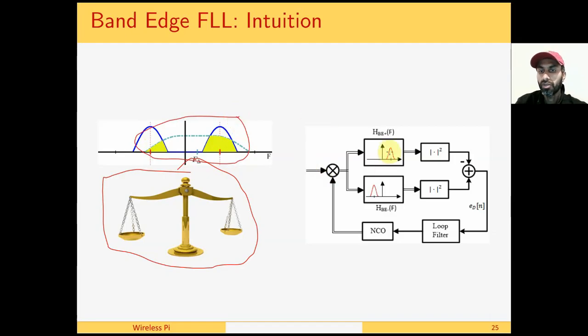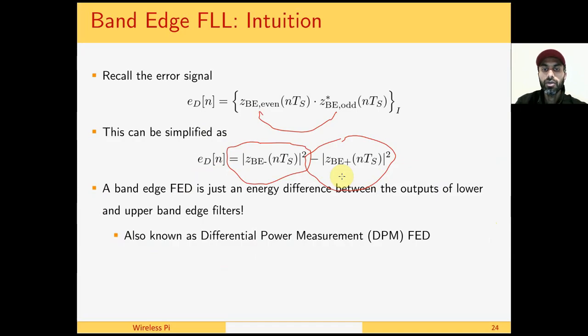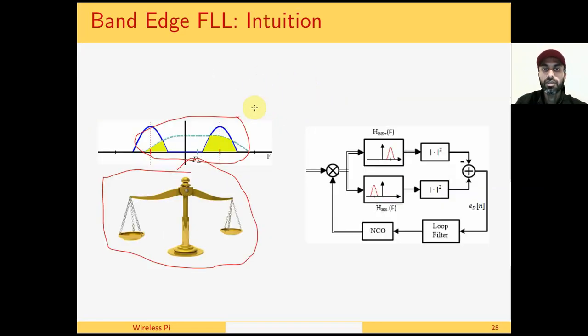This is a block diagram where we can see the upper band edge filter and lower band edge filter, and we are subtracting the energy out of them and using it as an error signal to drive the FLL. One question that remains is: if we are using the upper and lower band edge filters, why did we form the even and odd band edge filters? This will be answered in the lecture on timing synchronization.